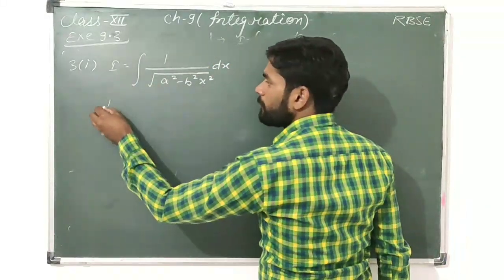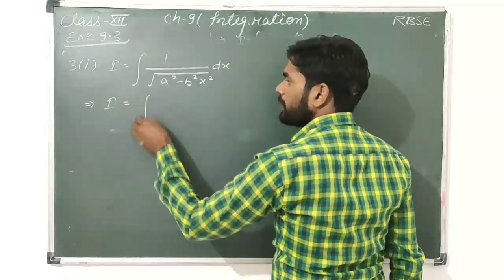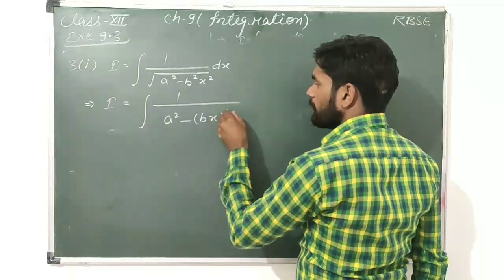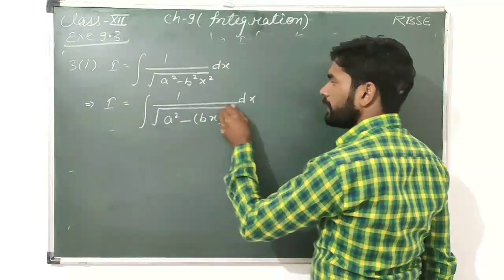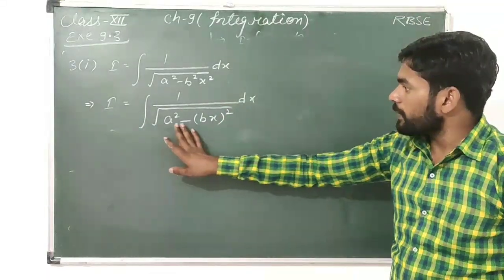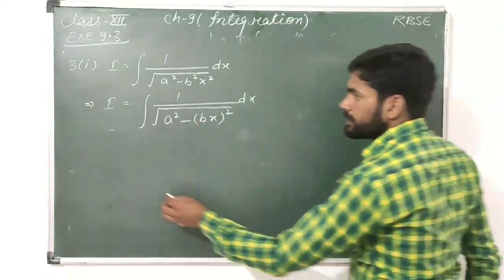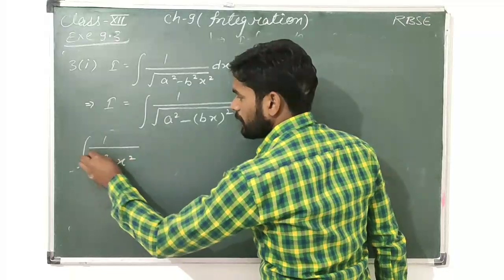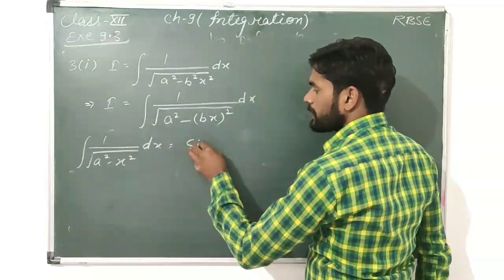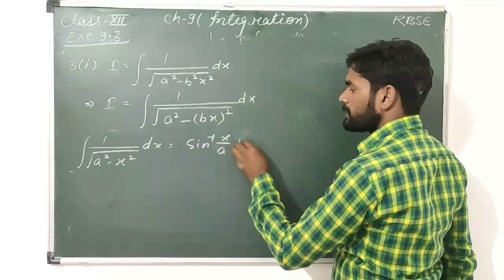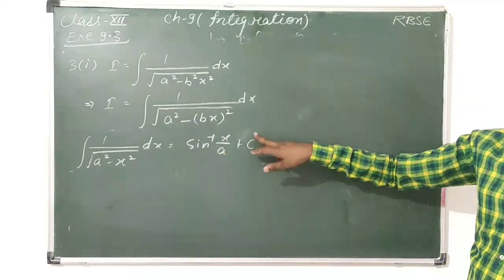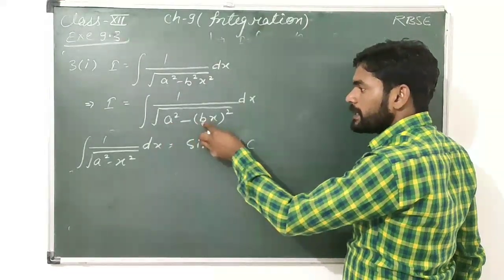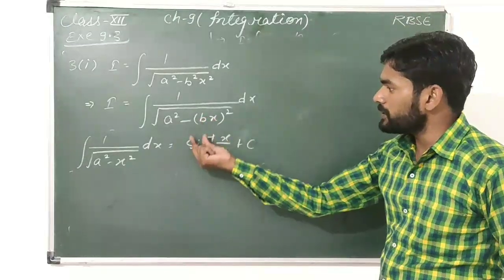देखो इसको भी सेम फॉर्मेशन में लाए तो अपन बोल सकते हैं, we can say that a square minus b x whole square dx. And then the a square minus x square identity is, integration of under root a square minus x square into dx will be sin inverse x upon a plus c, where a is this and x is this, but it is linear, and then we will divide it by the differentiation of this.